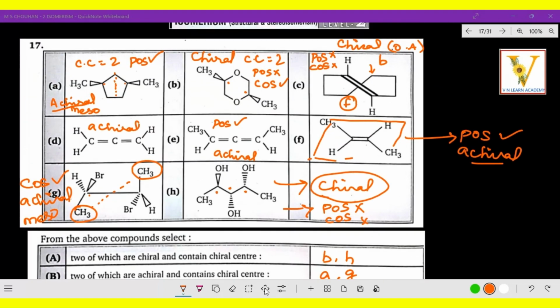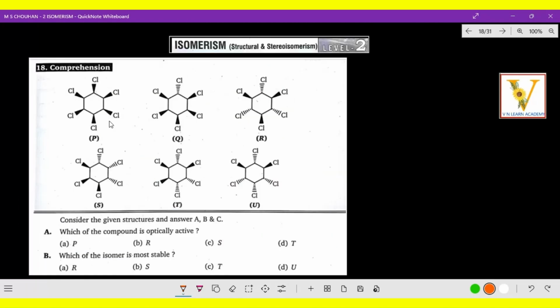Let's go to the next question. Interesting. As we observe, cyclohexane, wedge Cl, and wedge and dash also are available. Okay. So in that, we have to analyze the two main questions. Which of the compounds are optically active? Which of those isomers is more stable? That means they're asking for the most stable. Okay. Now as we observe one by one, we can come to know the idea about these two.